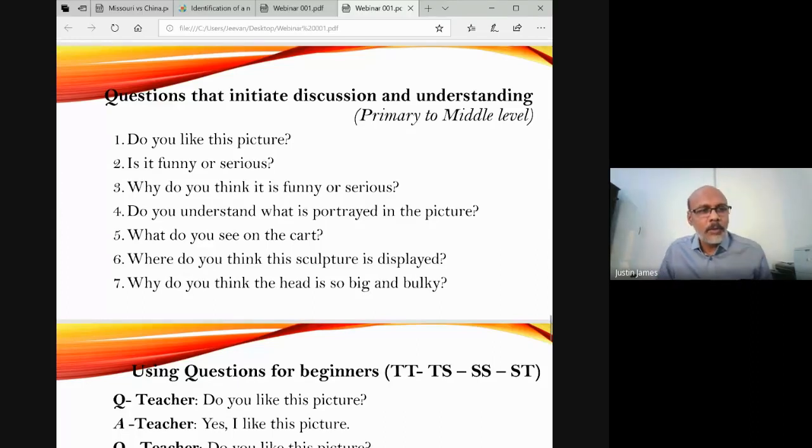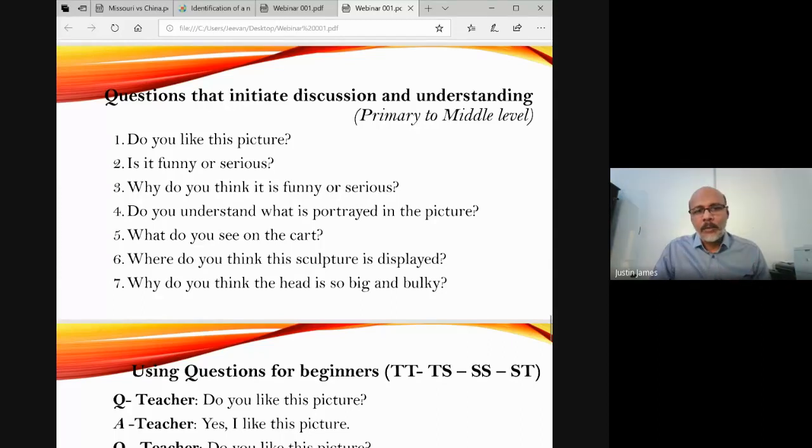The last two questions, why do you think the head is so big and bulky, are a little bit higher level, but at the same time, it is to show that they can run their imagination and answer these questions. Because in the picture, it is not shown where it is displayed. As you all responded, someone said it is Kerala, someone said it is America. We may accept any answer given by the student because it is to create a kind of imaginative pattern in the student where they use their imagination to answer. We need not bother about the authenticity of that answer.